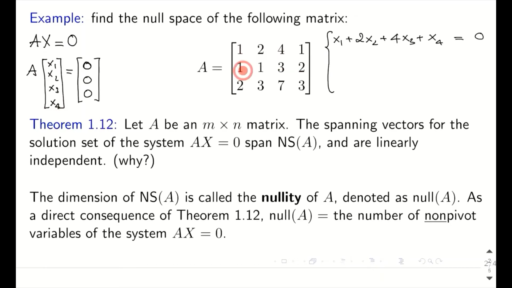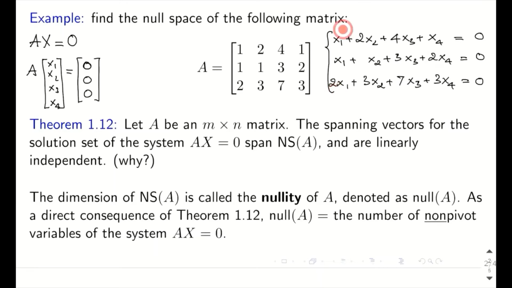Similarly, you multiply the second row with the column vector x here, you are going to get the second equation. And the last row. Next, in order to solve this linear system, you have to set up the augmented matrix. We write down all the coefficients and then add the column 0 to the right.